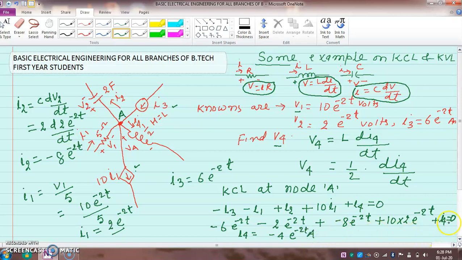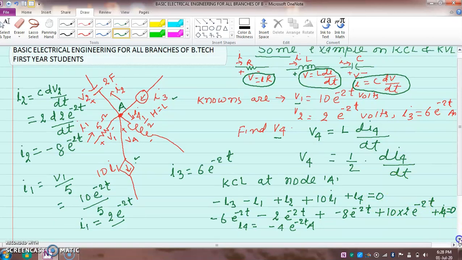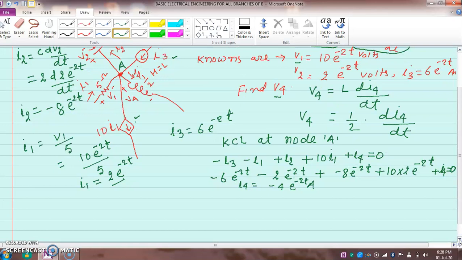So now we have I4 calculated. Once I4 is calculated, the voltage across the inductor, V4, we can find very easily. What will be the value of V4? V4 equals L di4 by dt. What is the value of L? L is given in the question, 1 by 2 Henry, multiplied by di4.